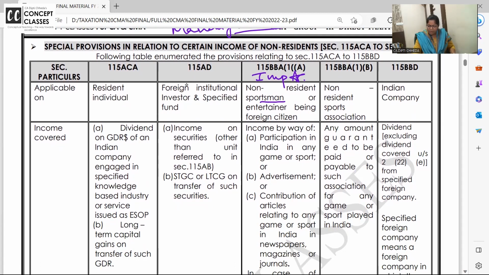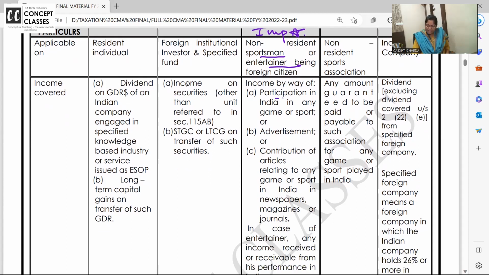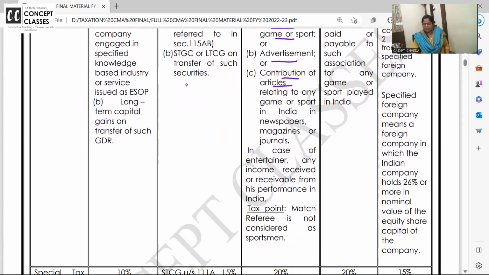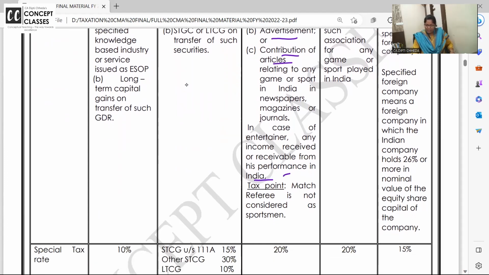NRI is a sportsman or entertainer. Entertainer means those who do comedy or singing, musicians, anything. Being a foreign citizen, income by way of participation in the game, advertisement, contributing articles relating to any game or sports in India, in newspapers, magazines and all. In the case of an entertainer, any income received from performance in India, online, offline, whatever entertainment you are doing. Yes, this is asked in exam. Match referee is not considered as sportsman.